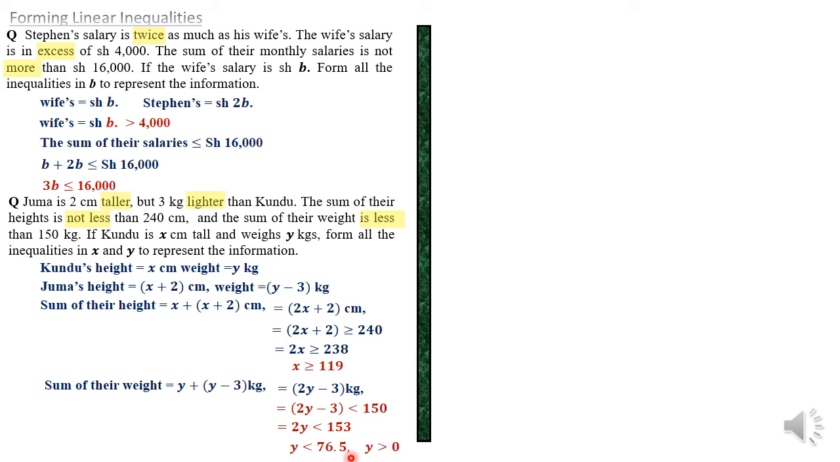Let me also say that Y is also greater than 0. We assume that the weight of Kundu is not 0. So Kundu must have some weight. That means Y is greater than 0. You are probably wondering, why don't we have X is greater than 0? The reason is this inequality here overshadows X is greater than 0. It already implies that, in other words. Let's go to the next question.